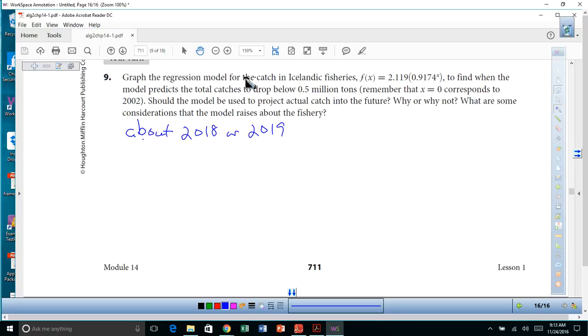When it goes below 0.5 million tons, of course not. Should the model be used to project actual catch in the future? No, that's too far out. Why or why not?